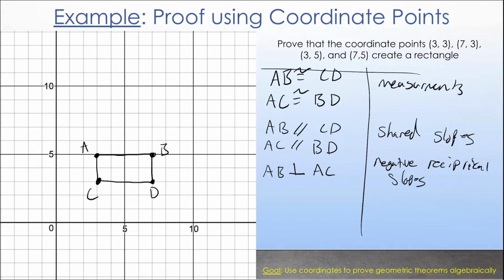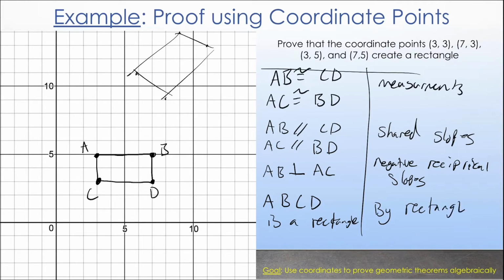So this one's easy. If I was at an angle, so if I had something like this, you'd have to take the slope of each of those lines and be able to do this. And then we could say that ABCD is a rectangle, and we just say by rectangle definition. Okay, so I have two pairs of parallel sides, two sides of perpendicular sides.